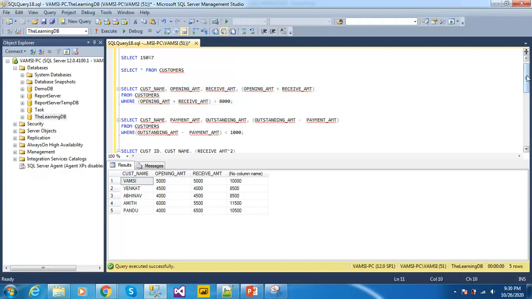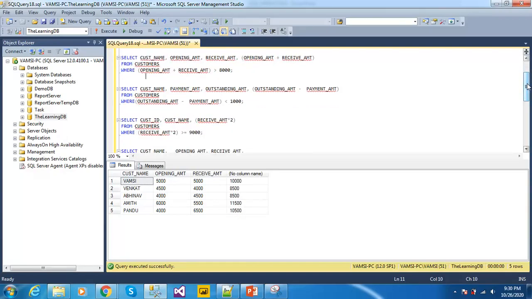Now let us see how subtraction works in SQL. I have selected the customer name, payment amount, outstanding amount, and outstanding amount minus payment amount from the table customers, where outstanding amount minus payment amount is less than 1,000. Let us execute this query. Again, I have got a total of 5 rows when I have done subtraction of outstanding amount minus payment amount which is less than 1,000.